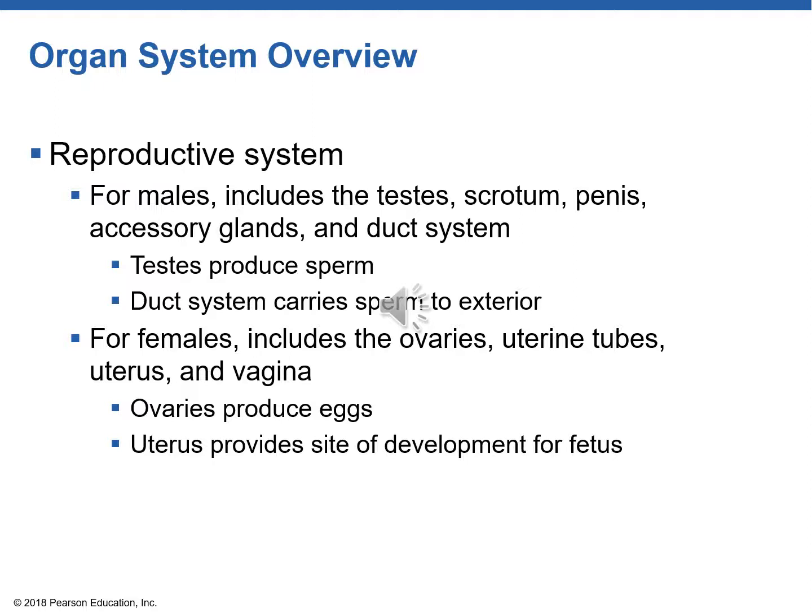The reproductive system, of course, is different in males versus females. In males, it consists of things like the testes, the scrotum, the penis, and some other glands, and a duct system. The overall goal here is to produce and deliver sperm to the exterior of the body. In females, ovaries produce eggs, and the uterus is the site for where a fetus will grow and develop.